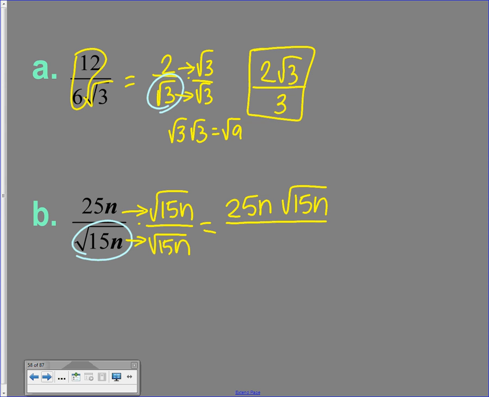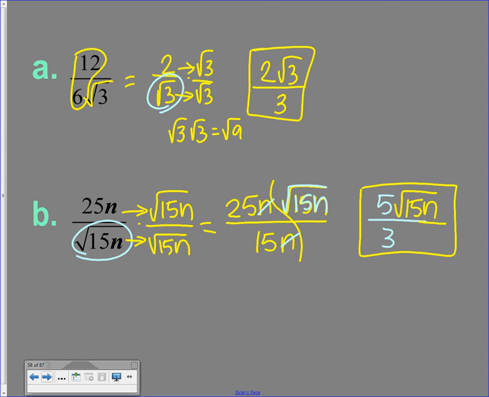Now again, on the bottom, square root of 15n times the square root of 15n, the square roots just cancel, so I just get 15n. Now again, treat the square root of 15n like a variable, which means you reduce around it. So my n's on the outside will cancel, and then 25 over 15 should reduce down to 5 over 3. Then just add back your label, the square root of 15n. So there's your answer. You got rid of the square root on the bottom, you moved it to the top, your goal is accomplished.